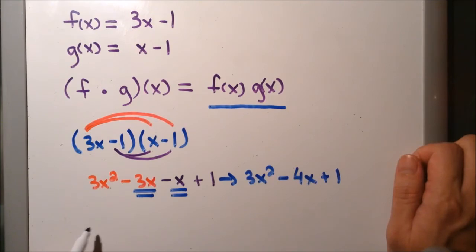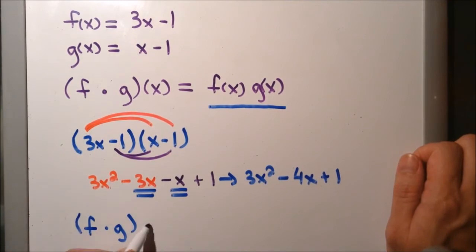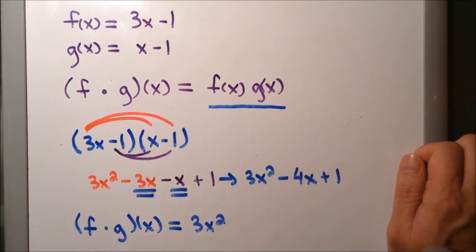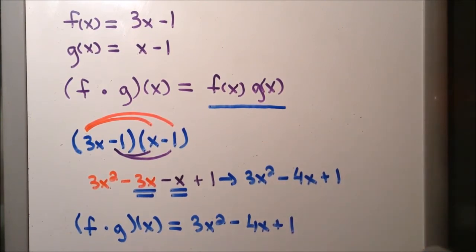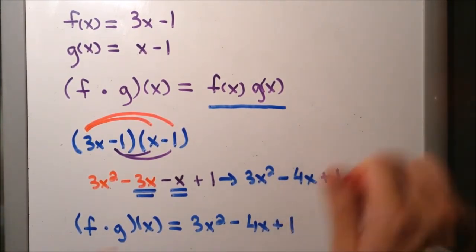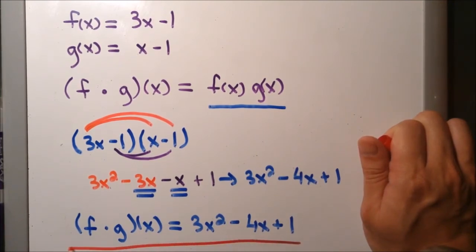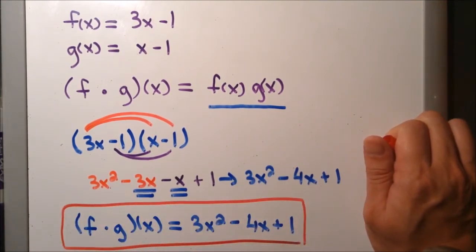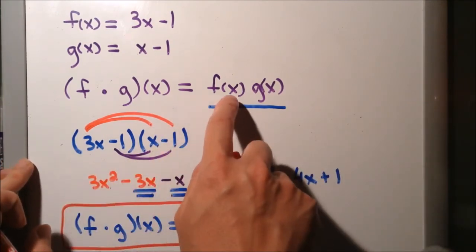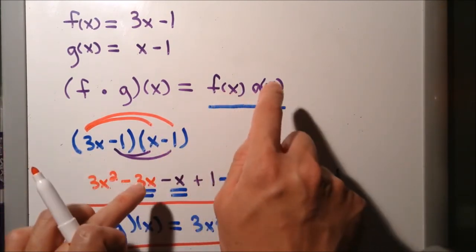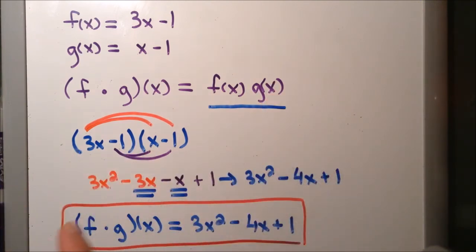So f times g of x is 3x squared minus 4x plus 1. So that's our answer for multiplication. And again, follow the order. Since f of x is first, 3x minus 1 will go first, g of x goes second, so x minus 1 goes second. And again, this is just a notation. If you have this answer, you can just box it, and that's it.